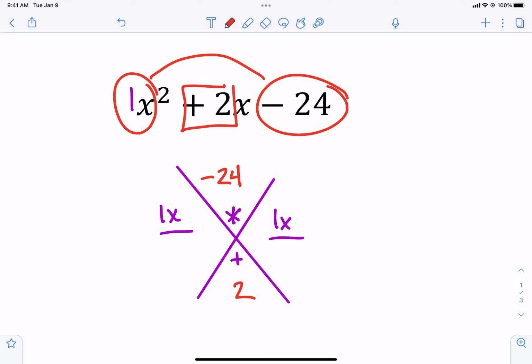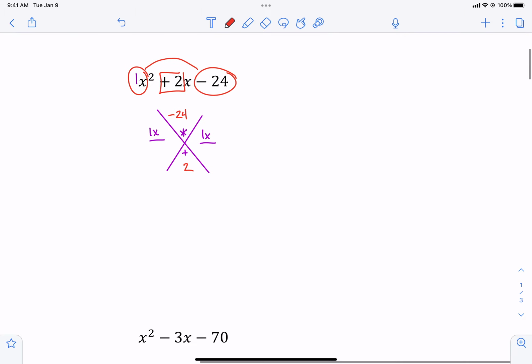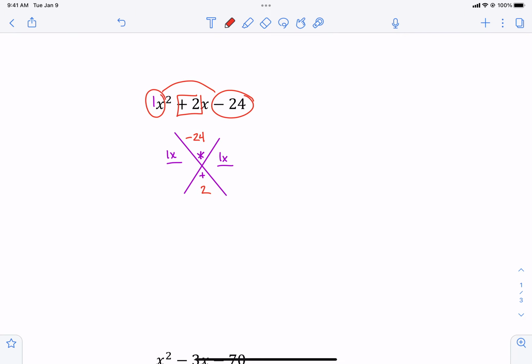So we're looking for two numbers that multiply to give us negative 24 that add to give us a positive 2. Now, for me, nothing's coming to mind right now.